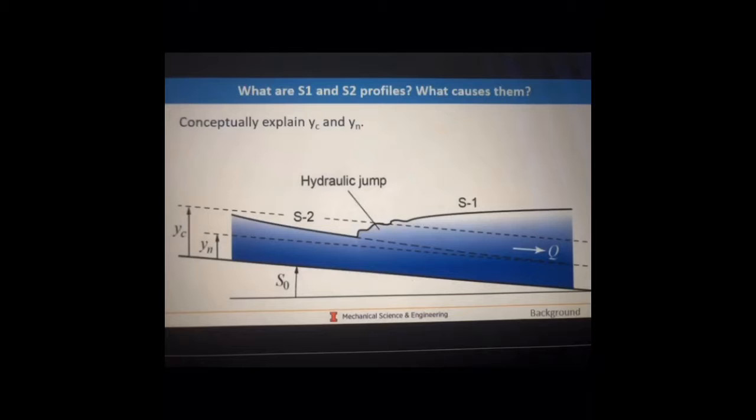During this discussion I'll be talking about the S1 and S2 profile. The S2 profile is on the left side and is denoted by the sloping downward portion. The S1 profile is on the right side and is denoted by the upwards curving portion. S0 additionally is the slope at which the entire channel is at.